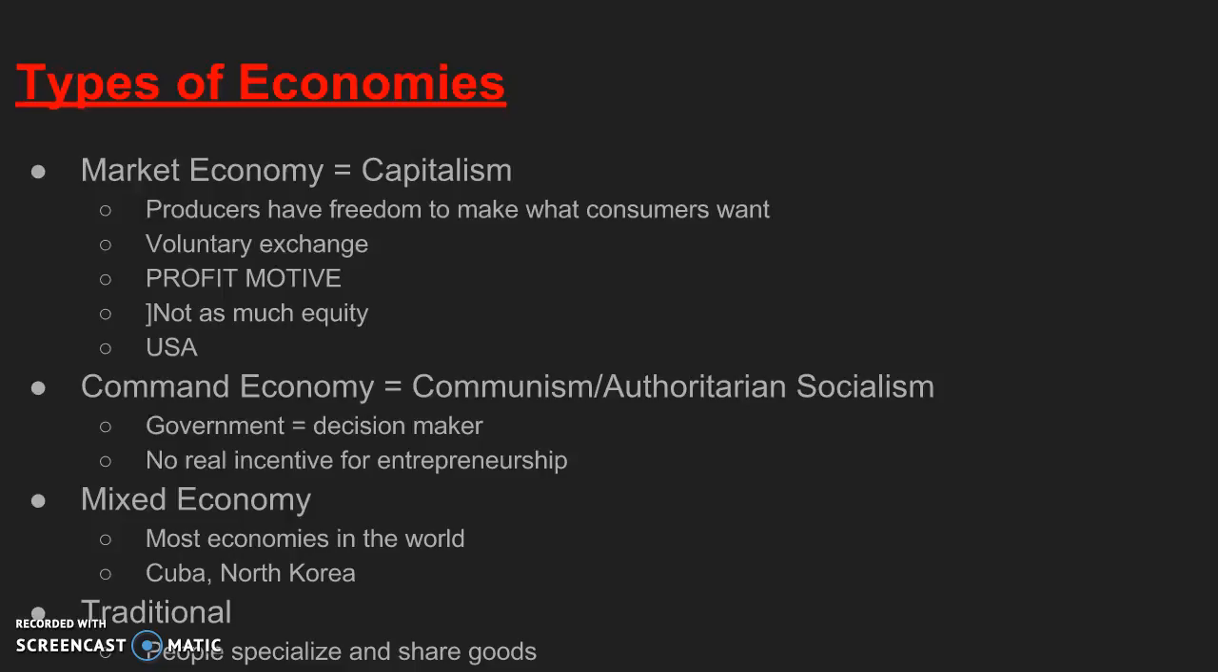But there are parts of the economy where the government makes the decision. Like when you're buying produce, it might be a little more expensive because the government says the produce has to meet certain standards of inspection. Those kinds of things. So the government kind of gets involved as well.